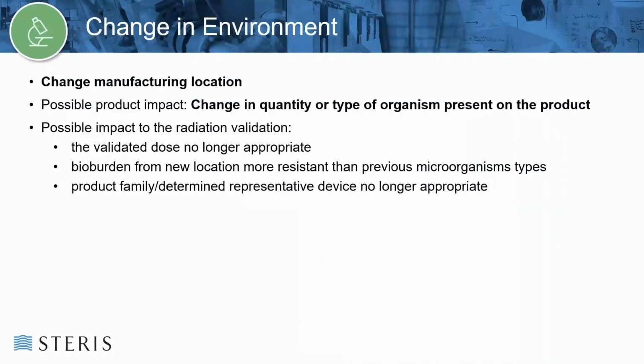A change in manufacturing location could affect the quantity and types of microorganisms on the product, which could mean the validated dose is no longer appropriate. The bioburden in the new environment could be more resistant to radiation. Additionally, the determined product family and representative product may no longer be appropriate.